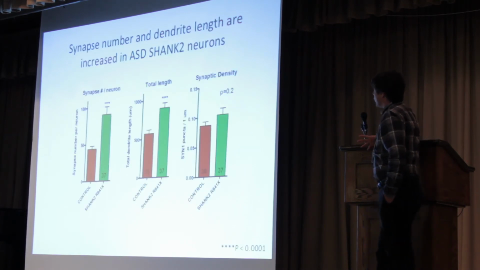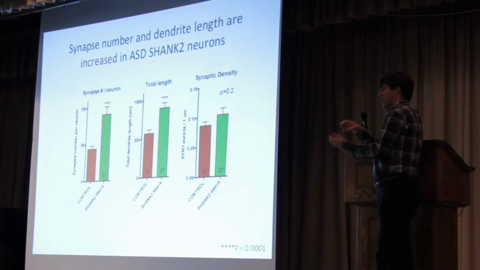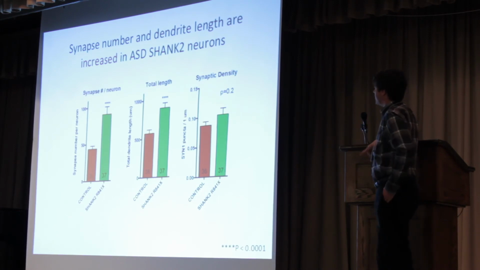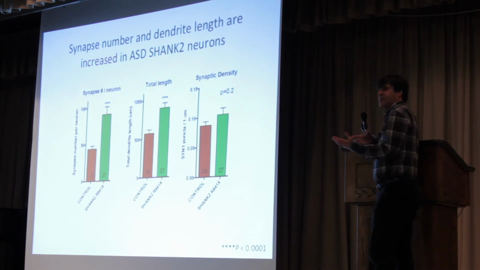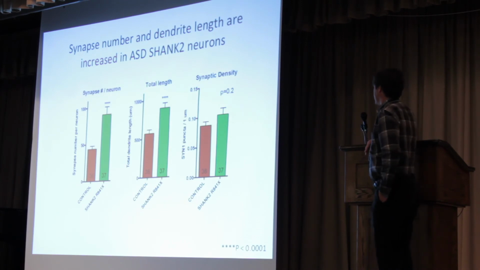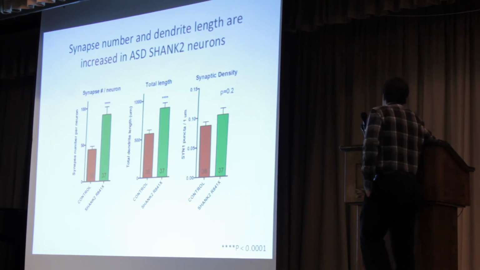And then you can go back and count up the synapse numbers by doing those costains to count the synapses. You can see the SHANK2 neurons have more synapses per neuron. The dendrites are actually longer, and so they're actually over-connected. So what we've seen is the Rett syndrome and the PATCH-D1s are probably under-connected, and in this case, these SHANK2 neurons seem to be over-connected.